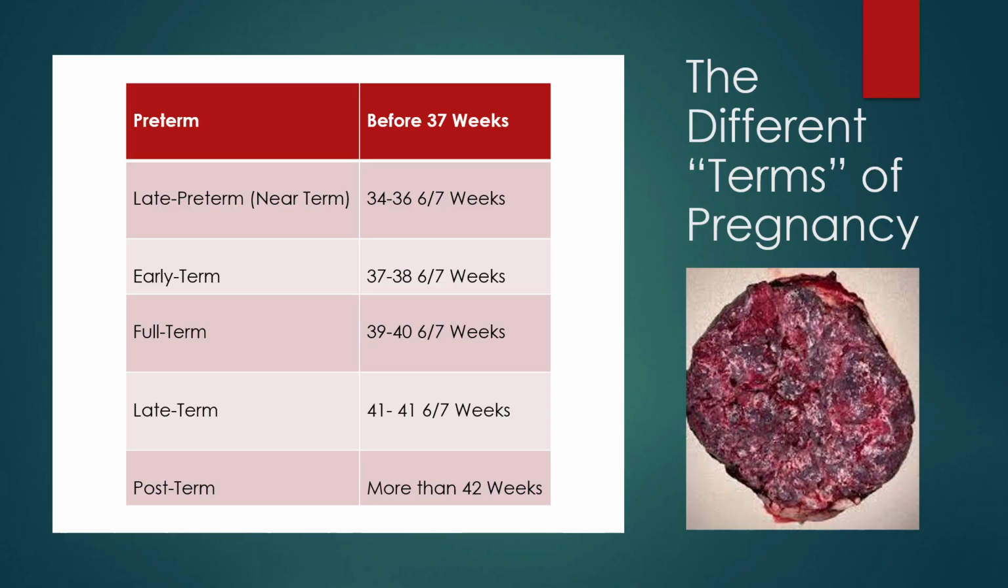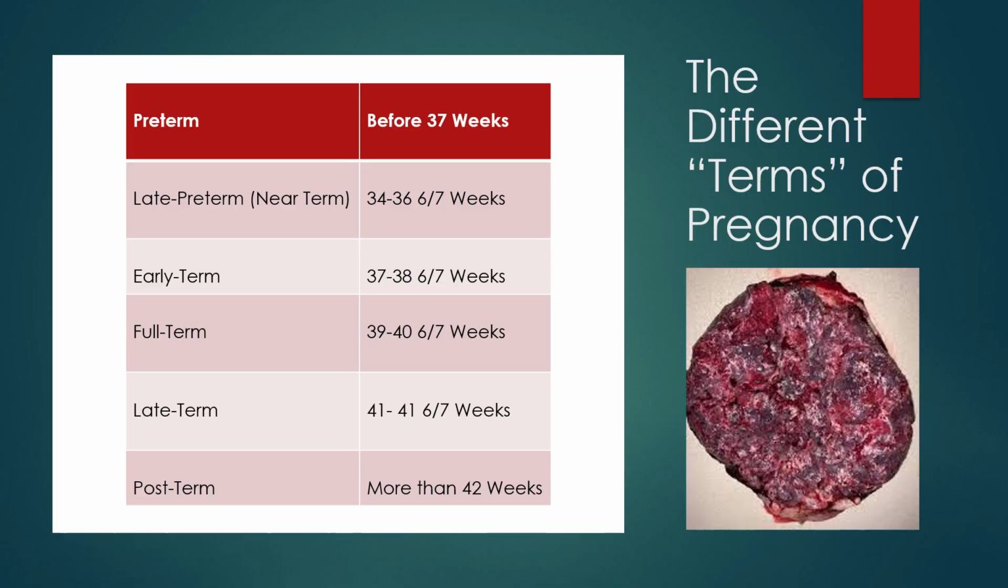Then you have early term, so 37 weeks to 38 weeks and 6 days. Full term, which is obviously our goal, 39 weeks to 40 weeks, 6 days. You have late term, 41 weeks to 41 weeks, 6 days. That is where you would expect somebody to be induced if they haven't already had a baby. And then post-term would be anything over 42 weeks. And that is not our goal at all. We would like everybody to be delivered before 42 weeks.